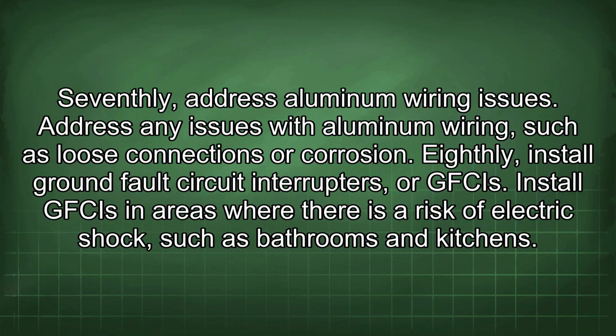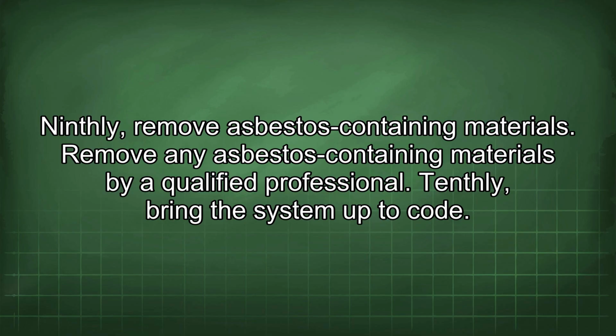Address any issues with aluminum wiring, such as loose connections or corrosion. Eighthly, install ground fault circuit interrupters, or GFCIs. Install GFCIs in areas where there is a risk of electric shock, such as bathrooms and kitchens. Ninthly, remove asbestos-containing materials. Remove any asbestos-containing materials by a qualified professional.